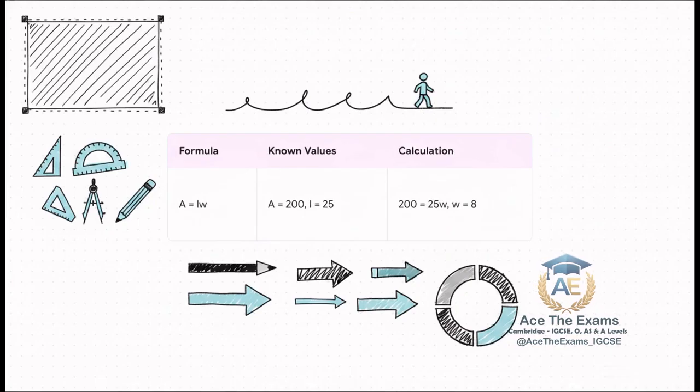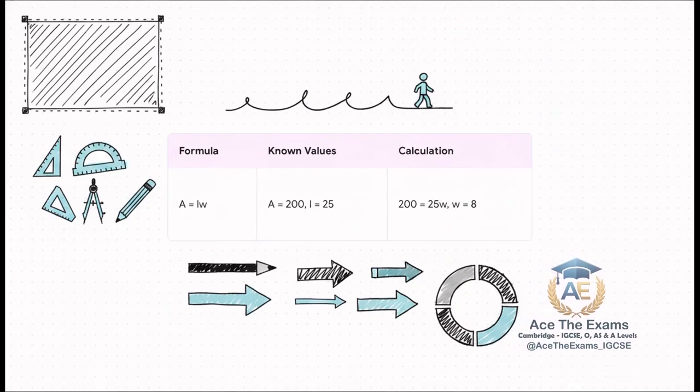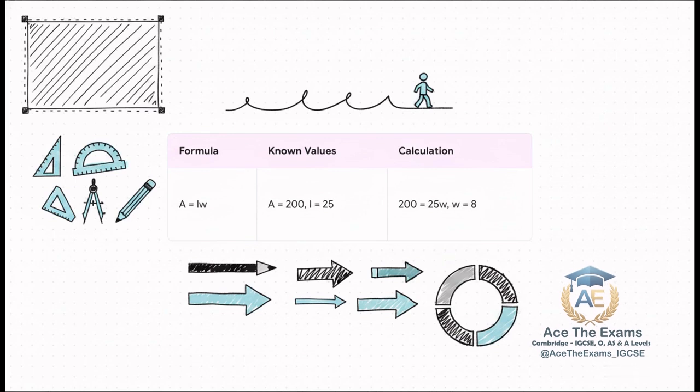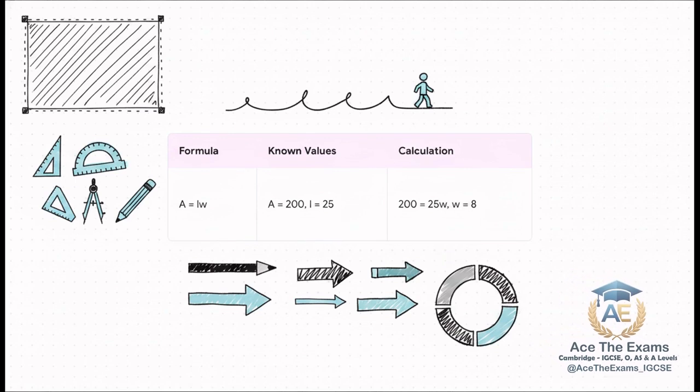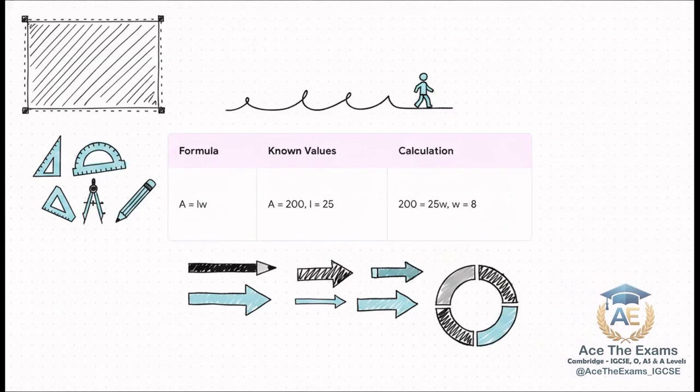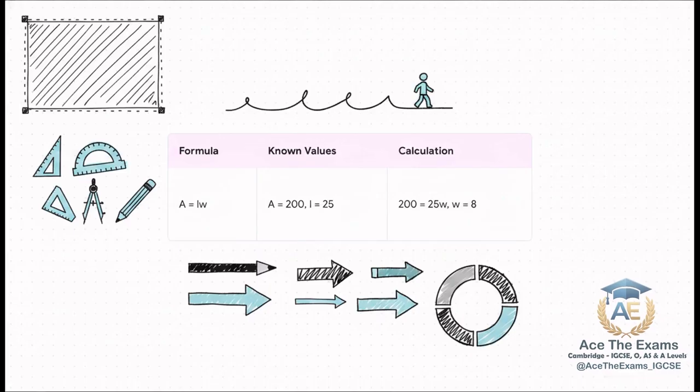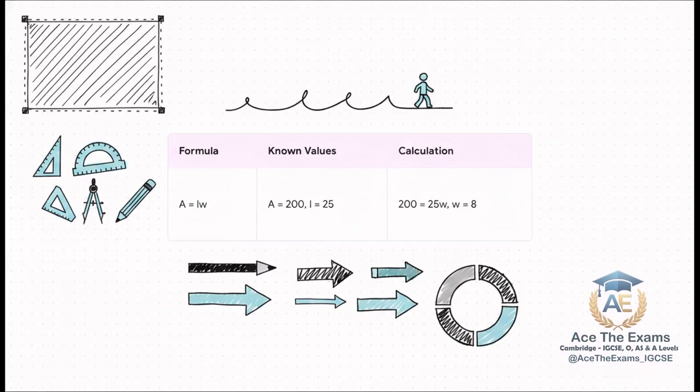Our formula is A equals WL. But examiners love to throw a curveball. Let's say our known values are an area of 200 square centimeters and a length of 25 centimeters. We don't know the width. Well, we can plug our knowns directly into the formula to get the calculation 200 equals 25W.